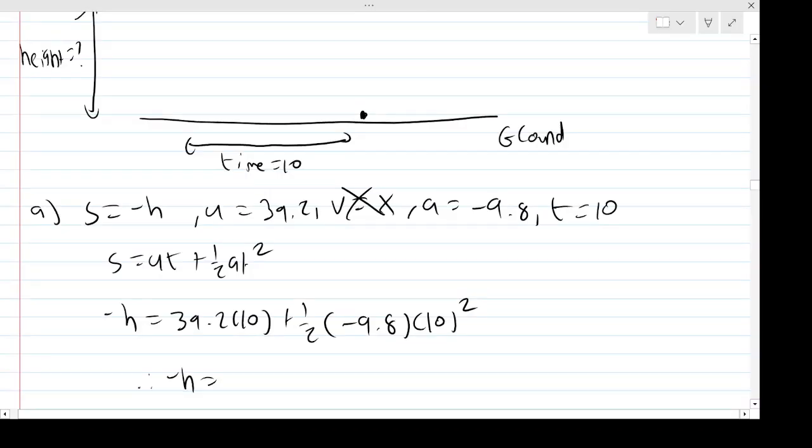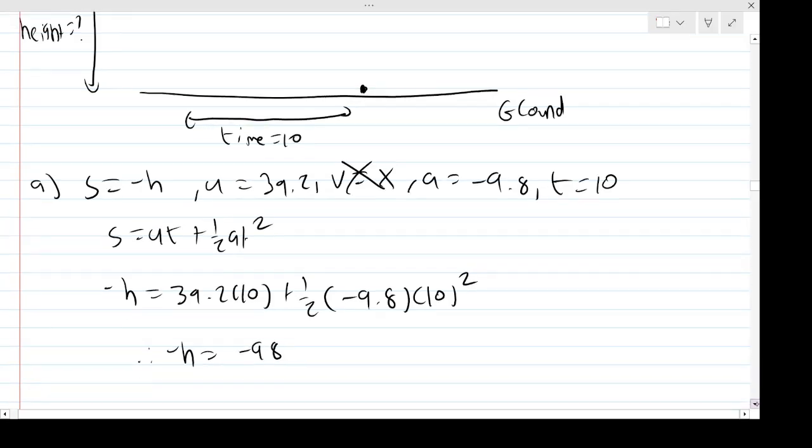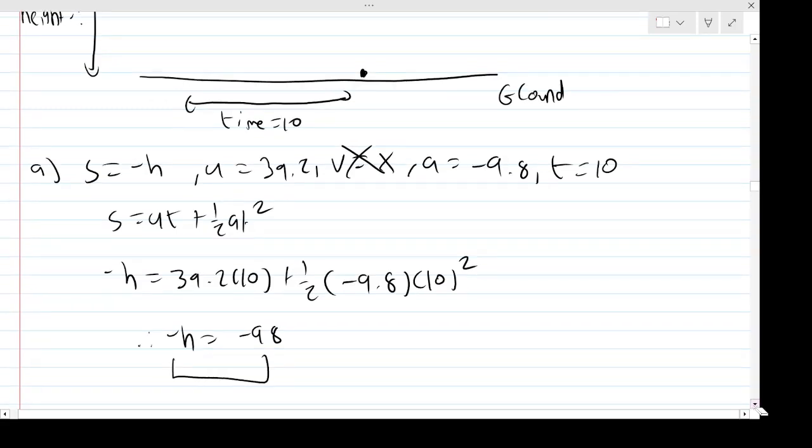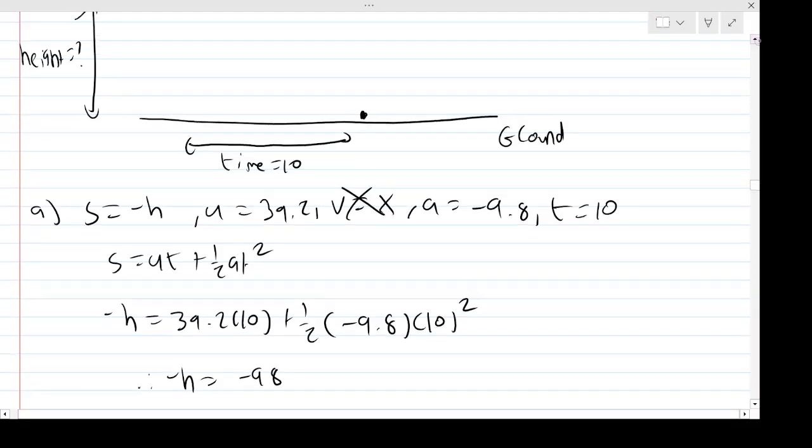So then you'd get minus h, if we work all that out, just put that in the calculator. We get negative 98. Now that's reassuring, because obviously we get a negative, we can just cancel the negative out to get positive h is 98, so the physical distance is positive here. Cool. So now we can say that the height above the ground is 98 meters.